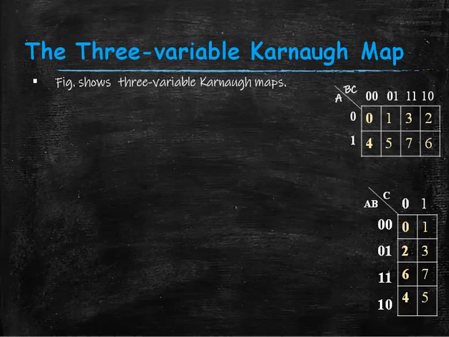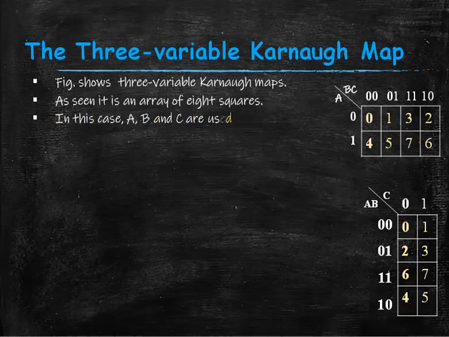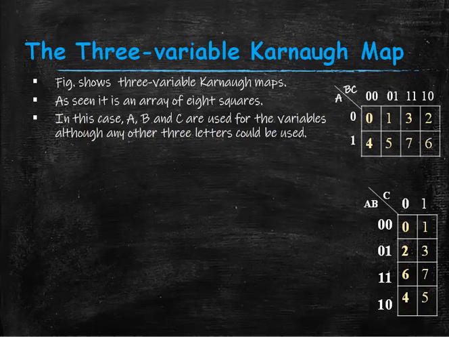And here we have to look at these values, and here only in the 2 case there is 8 squares. Here we use A, B, C as the variables. We can also use any 3 letters as variables. It may be P, Q, R, or X, Y, Z, anything.